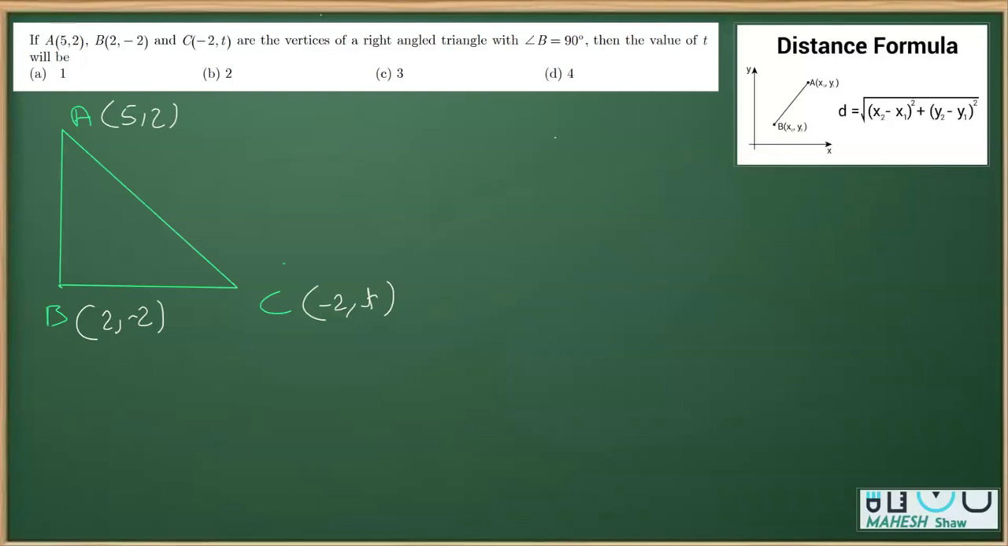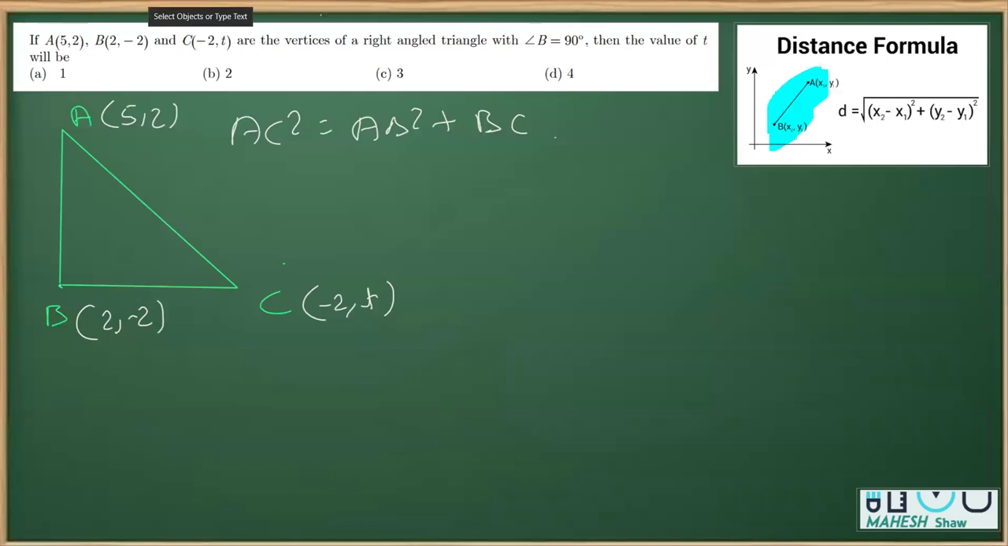Now we are going to use two concepts here. One, the Pythagoras relation, that is, the square of the hypotenuse is equal to the sum of the squares of the other two sides. Second, we'll be using the distance formula, which says that the distance between two points (x1, y1) and (x2, y2) is the square root of (x2 minus x1) whole square plus (y2 minus y1) whole square. So let's begin with finding the distances.